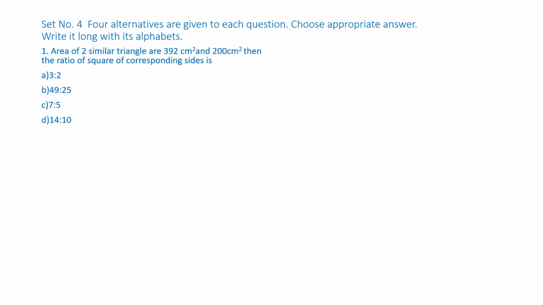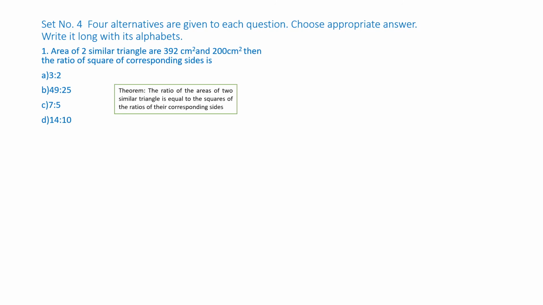Set number 4. 4 alternatives are given to each question. I will read the question. Choose the appropriate answer and write it along with its alphabet. The areas of two similar triangles are 392 centimeters square and 200 centimeters square. Then the ratio of the squares of the corresponding sides is: option A, 3:2; option B, 49:25; option C, 7:5; and option D, 4:10.